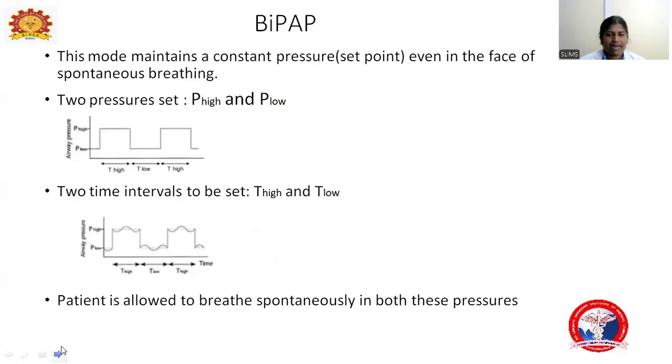So next is bi-level. As we said, there are two pressures set, one is high pressure and the other is low pressure. This mode maintains a constant pressure even in the face of spontaneous breathing. That is the advantage of this method. And two time intervals are also set, a high time and a low time.